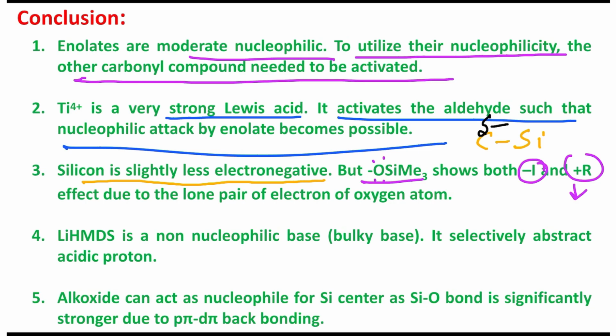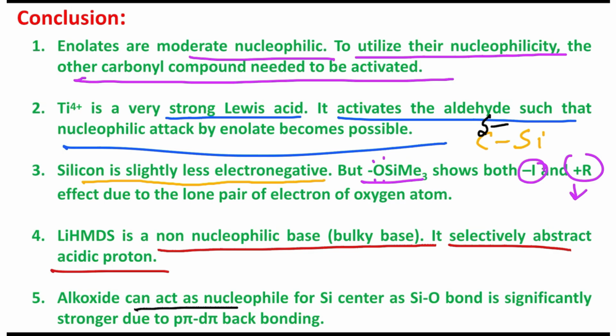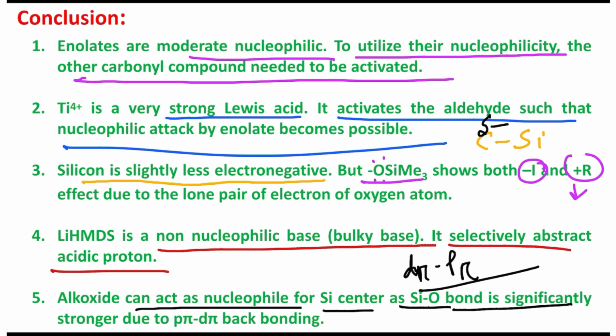Now lithium HMDS is actually a non-nucleophilic base, or you can say it's a bulky base. It selectively abstracts the acidic proton of OH. And finally, the alkoxide can act as a nucleophile toward the silicon center, as the silicon-oxygen bond is significantly stronger due to dπ-pπ back bonding, actually dπ from silicon and pπ from oxygen. Okay, so this is the end of this discussion.